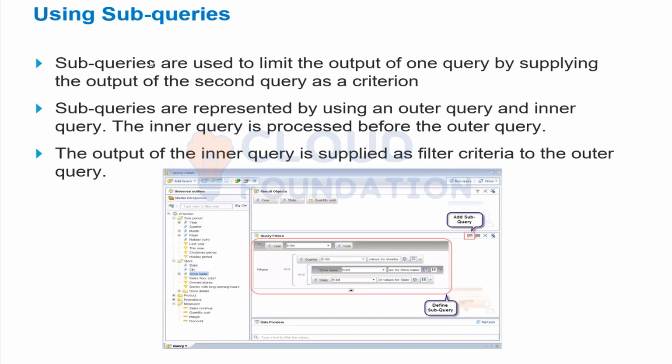Using subqueries. Union and intersection are done by using this yellow, green plus symbol. But subqueries is like adding that in the query filter itself. Add subquery is there. So subqueries are used to limit the output of one query by supplying the output of the second query as a criteria.